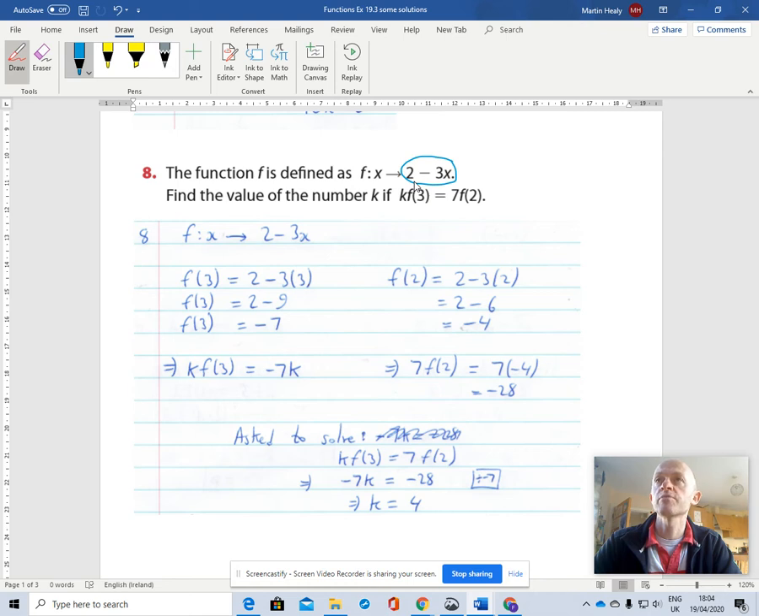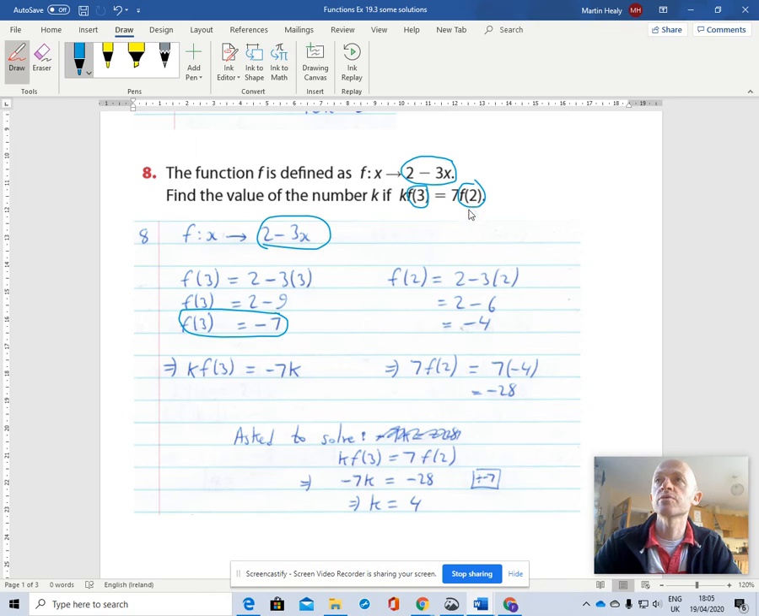So how does that happen in practice? Well, now, they're asking you to find a value for the number k if k multiplied by f of 3 is equal to 7 times f of 2. So with these types of questions, you try and pick out the bits that you can do. There's an f of 3 here which I can work out, and there's an f of 2 that I can work with. So if we work out f of 3 first of all, by subbing in 3 into the function 2 minus 3x, I get 2 minus 3 times 3, that's 2 minus 9. So f of 3 is equal to minus 7.